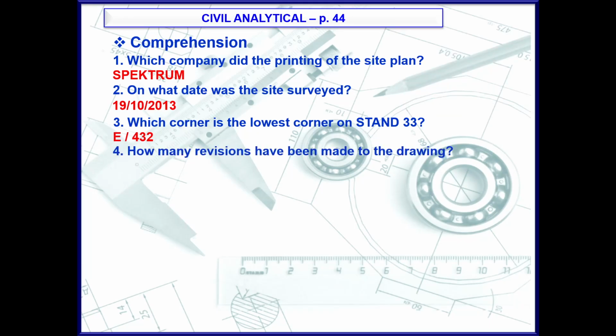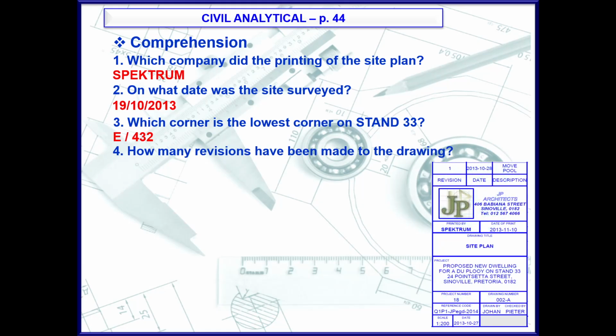Question 4, how many revisions have been made to the drawing? We can just take a look at our title panel again, and we can see there was only one revision made, and that was to move the pool. The answer to question 4, how many revisions have been made to the drawing? It will be one revision.